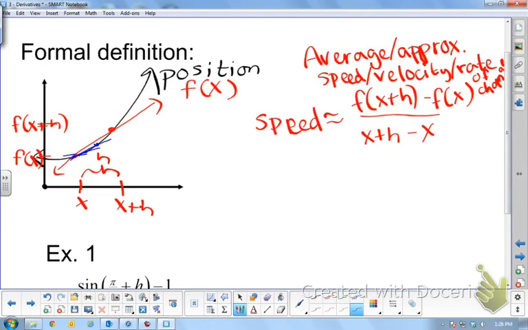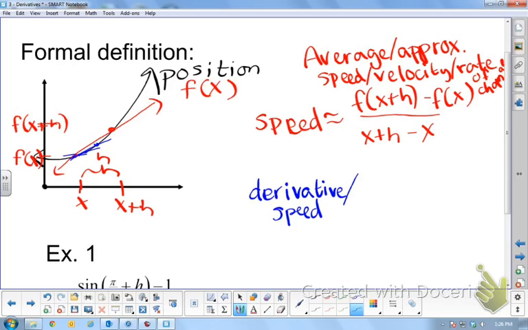So that led to the derivative. Again, I could use the word speed or velocity. I don't have to call it the derivative. If they ask you for the speed or the velocity or the rate of change, they're talking about the derivative.